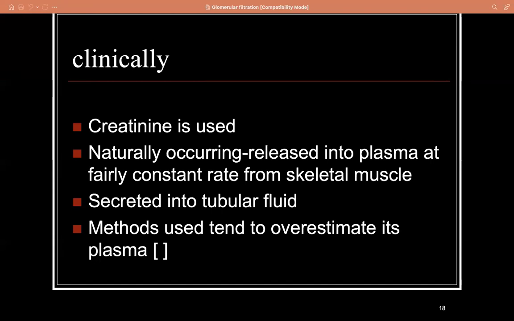So clinically, from a practical point of view, it's very difficult to find substances. You can't be injecting everybody with inulin at all times so that you can measure the GFR of a patient. So you use what is naturally occurring in the body, what is produced normally, and that is creatinine. And apart from that provision that it is secreted, it is not secreted in large amounts, so it is a very reasonable substance to use to estimate.